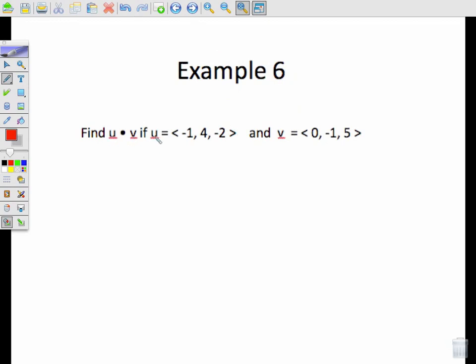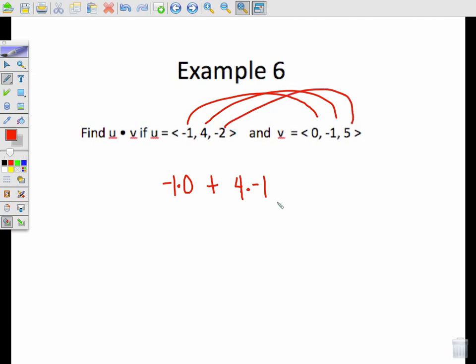All right, let's look at the next example. Find the dot product of uv. So again, we're going to multiply negative 1 times 0 plus 4 times negative 1 and negative 2 times 5. This is 0 minus 4 minus 10. The dot product is negative 14.